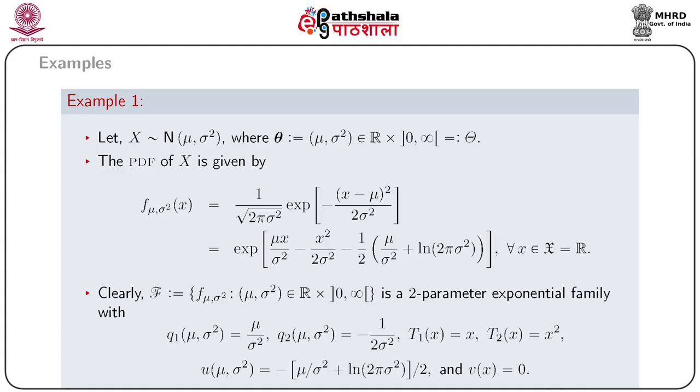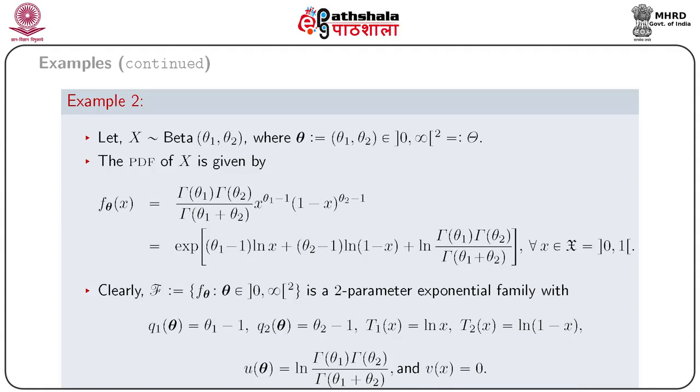If we write q1 mu comma sigma square equals minus 1 by 2 sigma square, q2 mu comma sigma square equals mu by sigma square, capital T1 x equals x square, capital T2 x equals x, u mu comma sigma square equals minus half mu square by sigma square plus log 2 pi sigma square, and s x equals 0, then f x can be put in the form of a PDF belonging to the two-parameter exponential family. Next we consider another example.